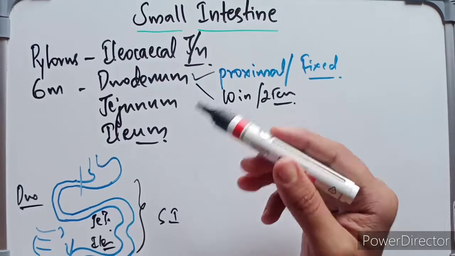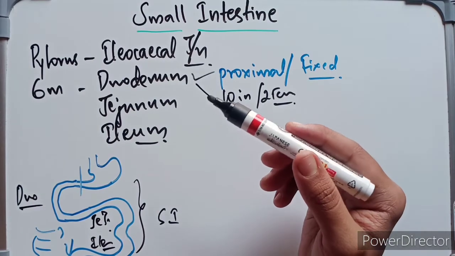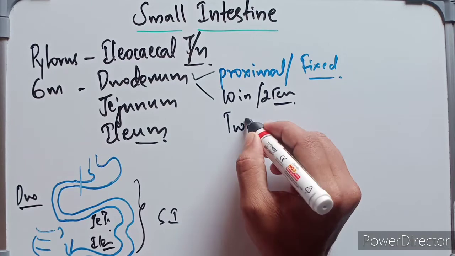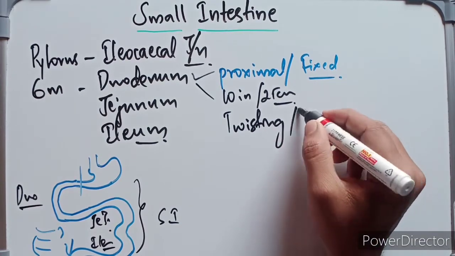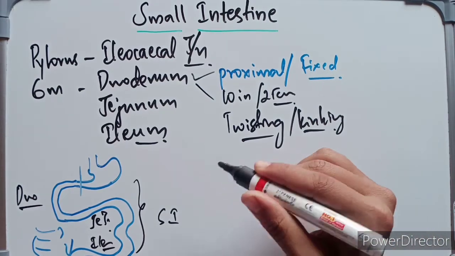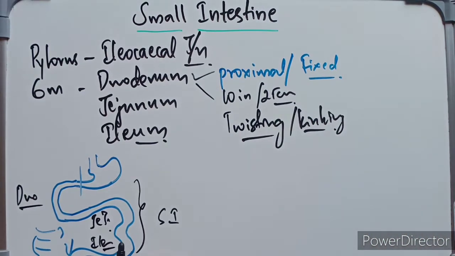Why is duodenum fixation very important? Because if the duodenum is mobile, it will cause twisting and kinking of the small intestine. That's why it is fixed, and it is intimately related to the pancreas and the extrahepatic biliary apparatus.